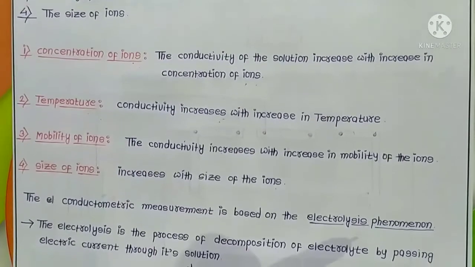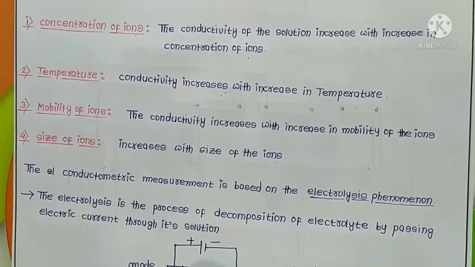Now the conductometric measurement is based on the electrolysis phenomenon. Now what is meant by electrolysis? Electrolysis is the process of decomposition of electrolyte, decomposition also called dissociation of electrolyte, by passing electric current through its solution. Suppose we have a solution of sodium chloride. If we pass electricity inside this solution, then the sodium chloride is decomposed into sodium ion and chloride ion, and they start to conduct the electricity.